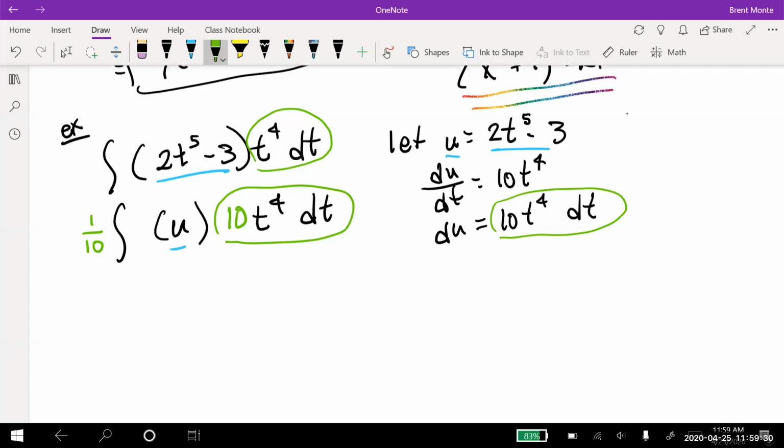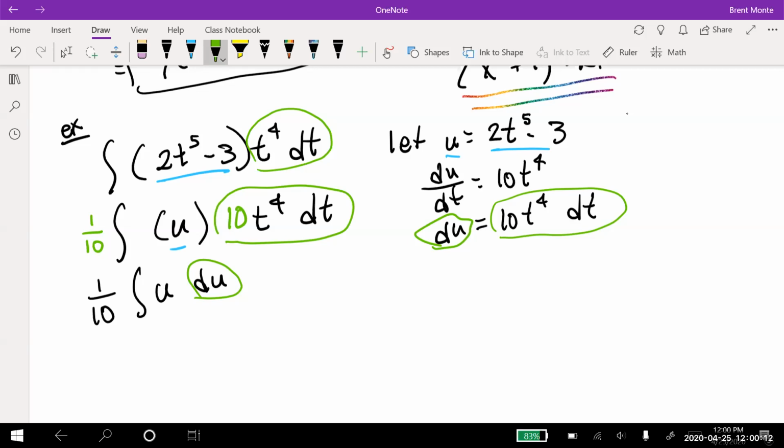And now when I do it, everything that's circled in green is going to become du. So now what I'm going to have is 1/10 u, we don't need the parentheses anymore, du. This du, again in the green, was the 10t to the fourth dt. Let's try this again. There we go. Okay, so this du was just the 10t to the fourth dt. I had to do that little trick with the 10 and the 1/10 on the outside.